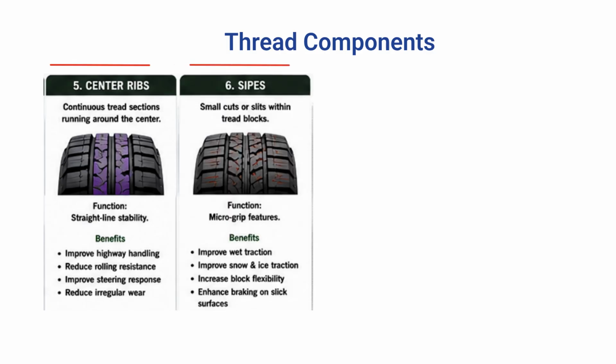Second are the sipes, small cuts within the tread blocks. These create extra biting edges and provide micro grip on wet, snowy, and icy surfaces. They also improve braking on slippery terrain. More or deeper sipes can increase grip, although excessive flexibility may increase tread wear.